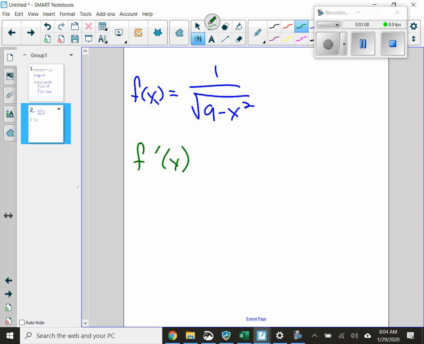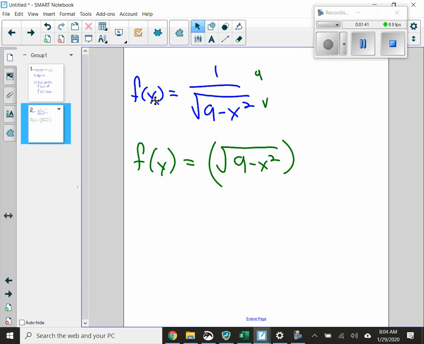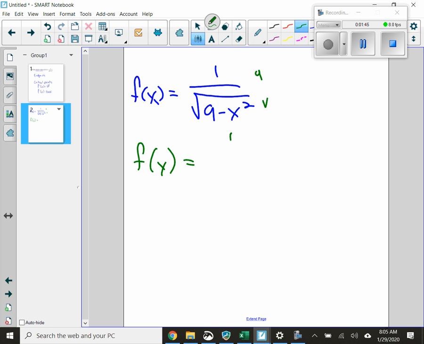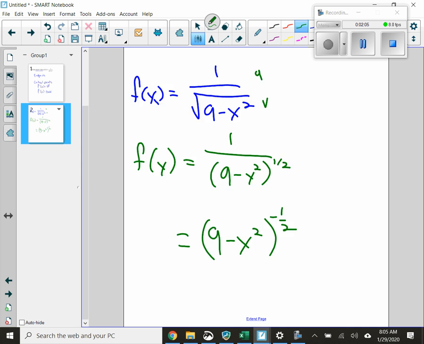And in order to do that, I could do u over v and use the quotient property, but I don't like the quotient property. It causes me too much aggravation. So I'm going to change this function. I'm going to rewrite it as the square root of 9 minus x squared. Well, no, I'm going to write it even differently. First I'm going to write it 1 over 9 minus x squared to the 1/2 power. And then to make it really easy, I'm going to rewrite it as 9 minus x squared to the negative 1/2 power. And then I don't have to mess with the quotient rule at all here.